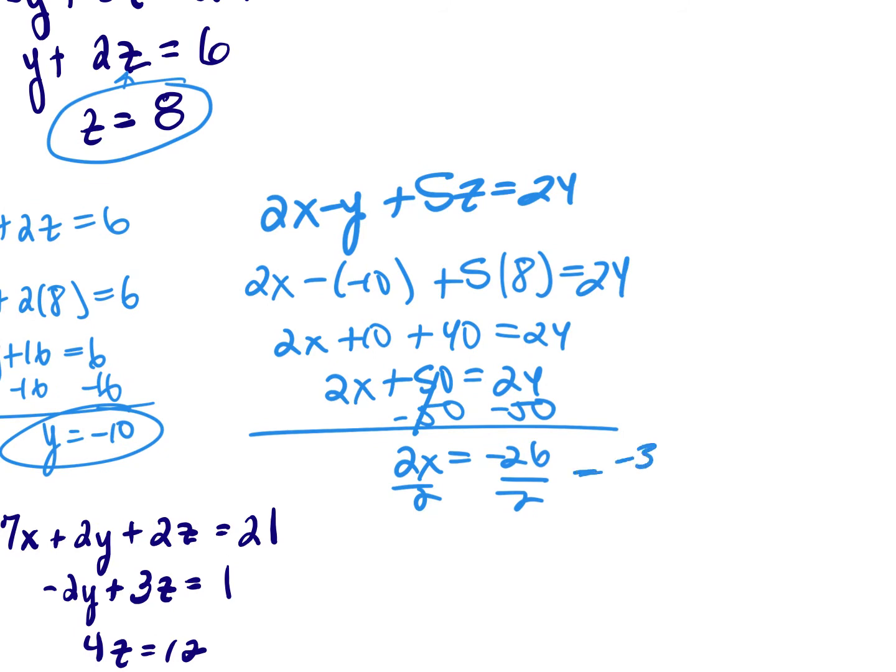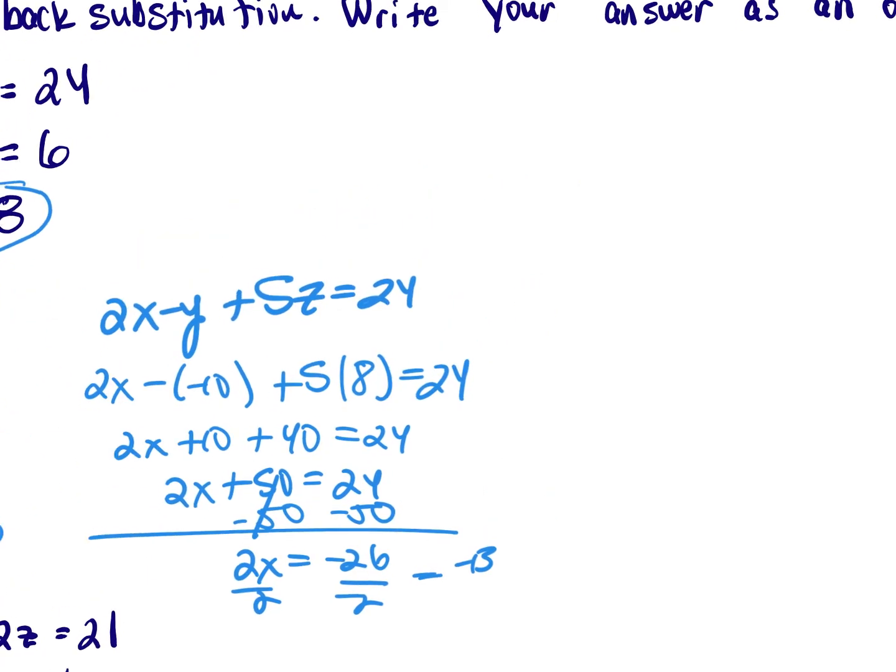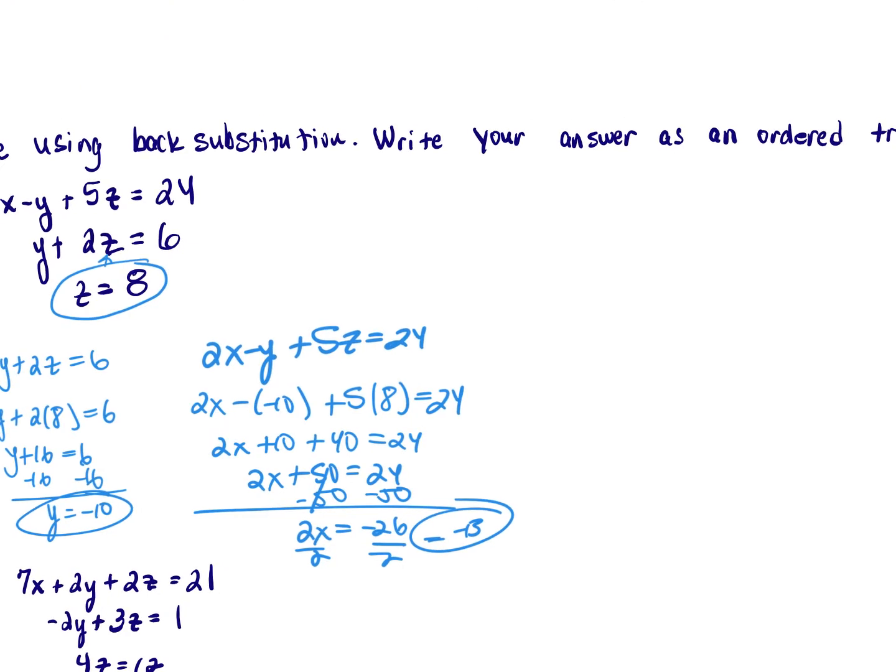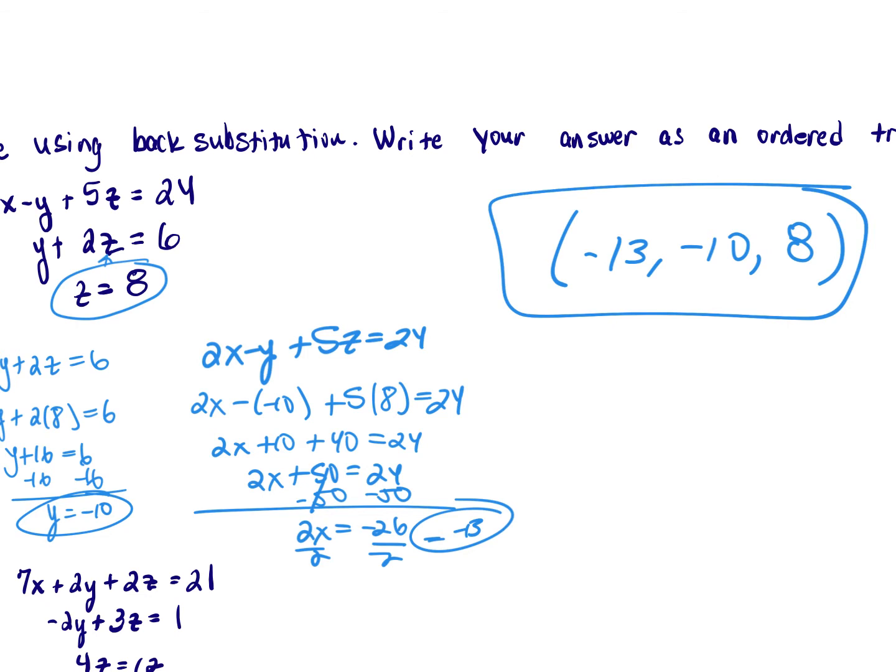X equals -13. Good. So x is -13. So how do I write my answer? -13, -10, positive 8. Now, if I wanted to super duper make sure I'm right, what could I do with those three answers? Plug it back in. Plug it back into the top one, see if all three work.